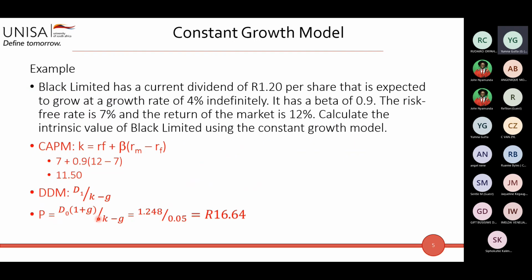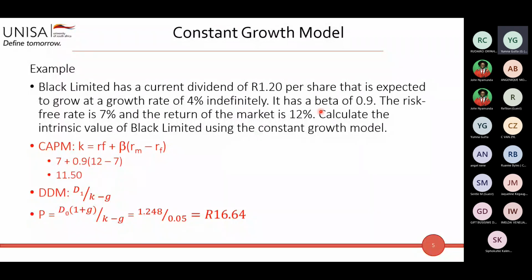So let's look at an example. When you are busy writing your exam, you would very rarely get a question whereby you just need to calculate the value of a constant growth dividend paying share. This is one of the scenarios you will be given. We have Black Limited, which has a current dividend of 1 Rand 20. Current dividend means D0, the dividend per share that is expected to grow at a rate of 4% indefinitely. Indefinitely means it's a constant growth.